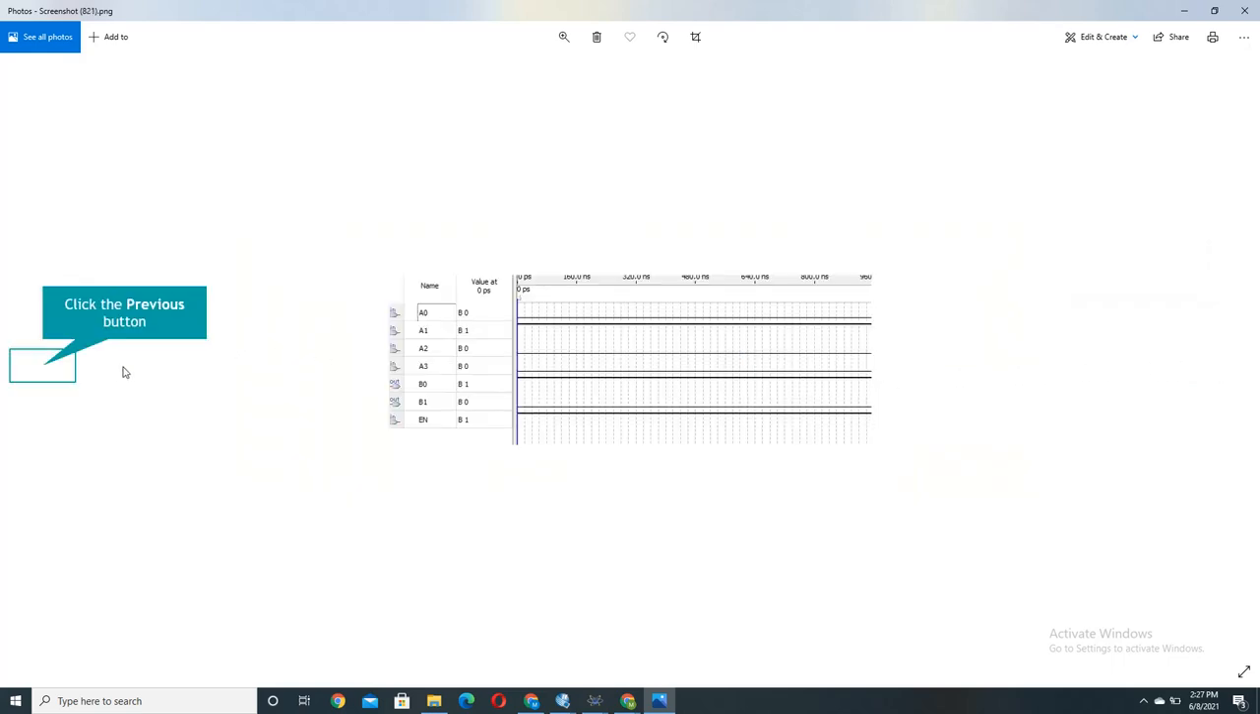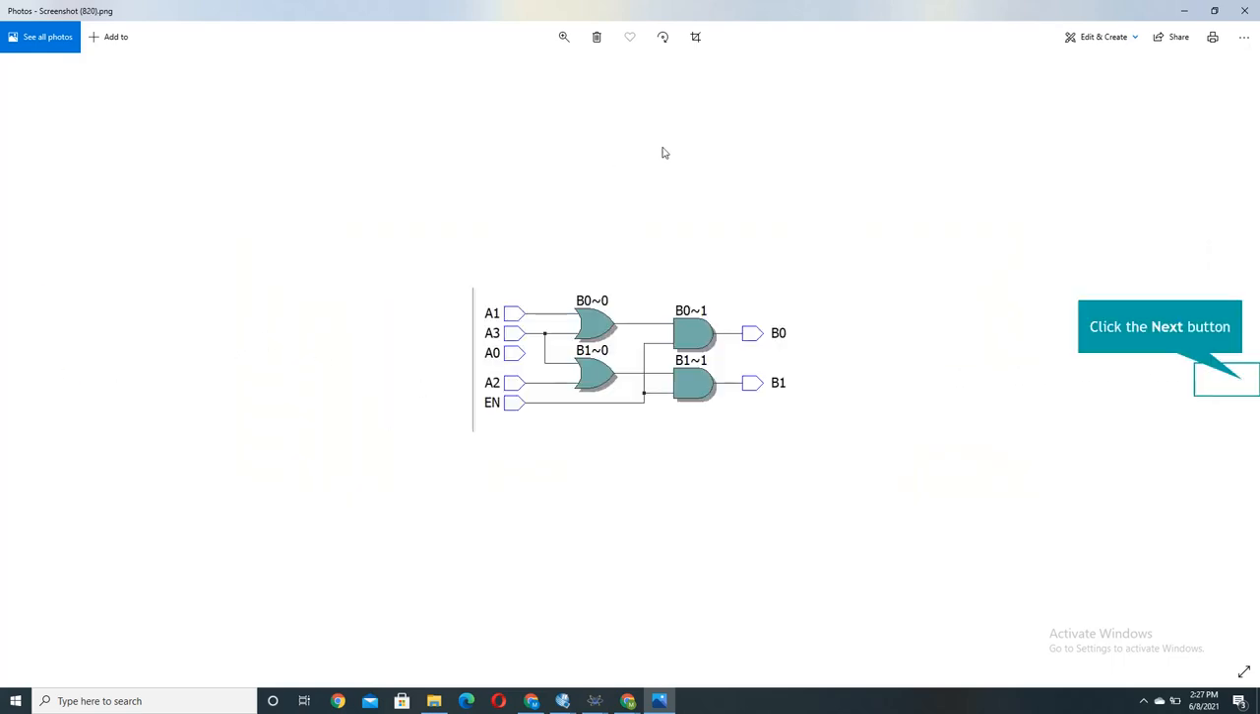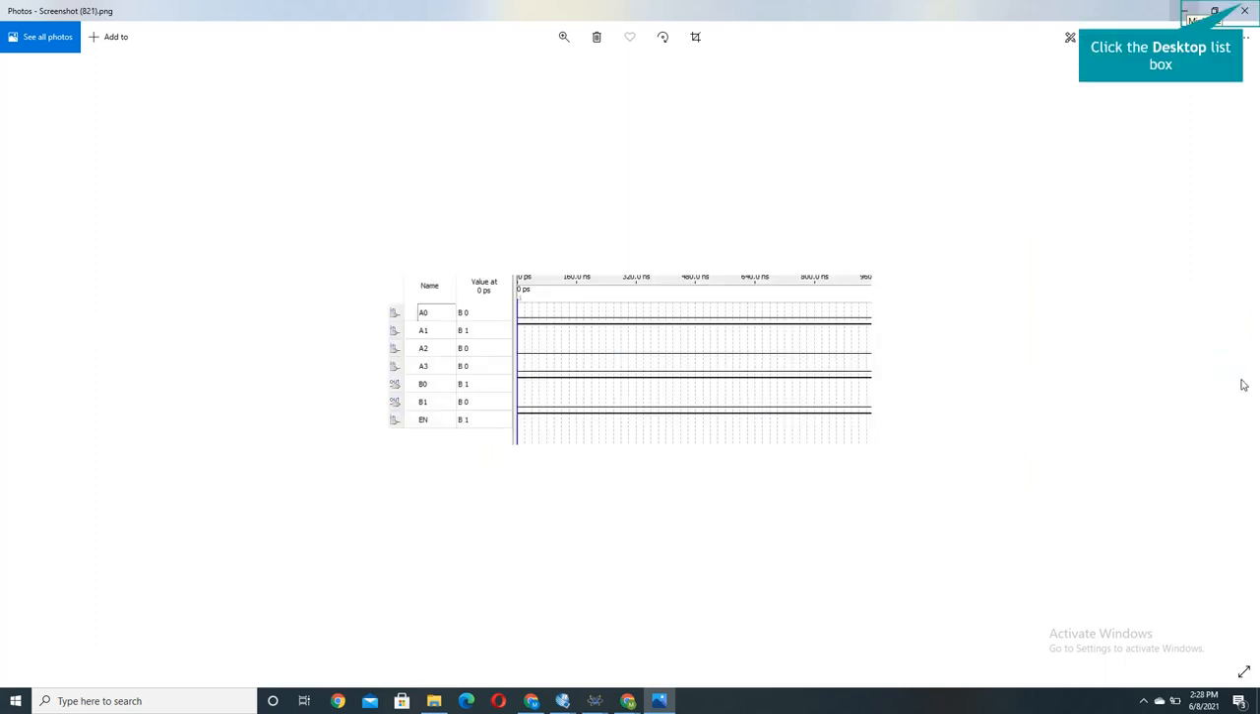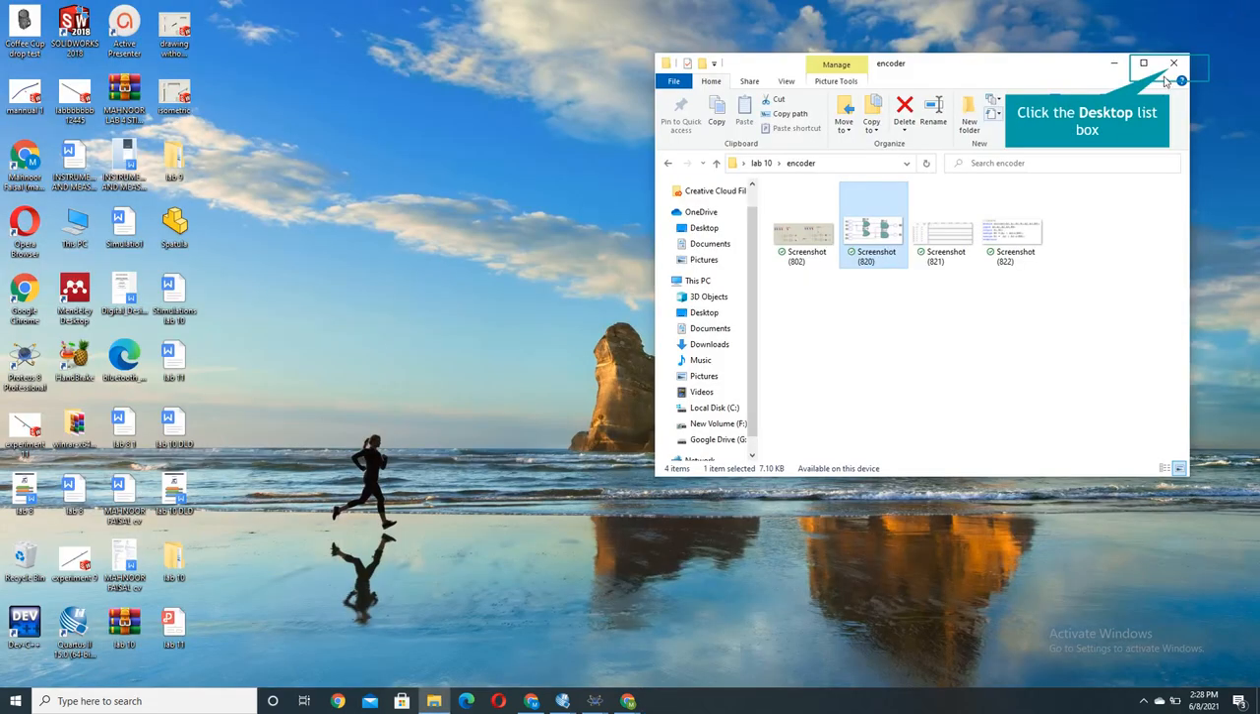You can see the circuit of the Proteus implementation and the Cortex implementation RTL is the same. The waveform is also correct, giving the correct output: when A1 is equal to 1 and enable is 1, then B0 is equal to 1, because B0 was A1 plus A3. So that's it for encoders and decoders.